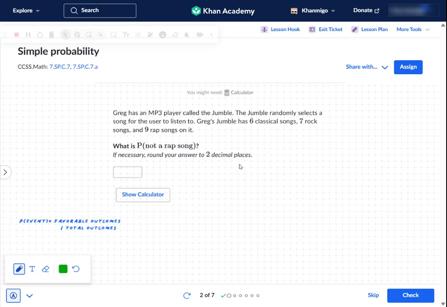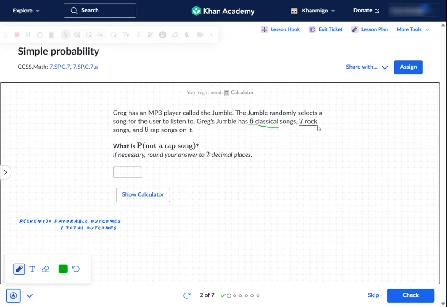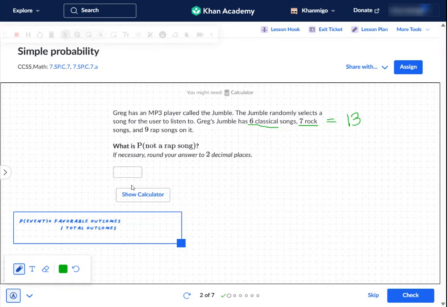So for this one, what is not a rap song is going to be a classical song and a rock song. So we could add those together, right? 6 plus 7 should be 13. 13 divided by, that's our favorable outcome, right? That's the probability of not a rap song. It'd have to be the other 2. Divided by the total, what's the grand total?